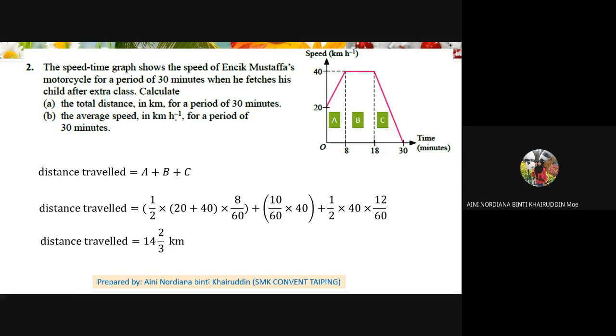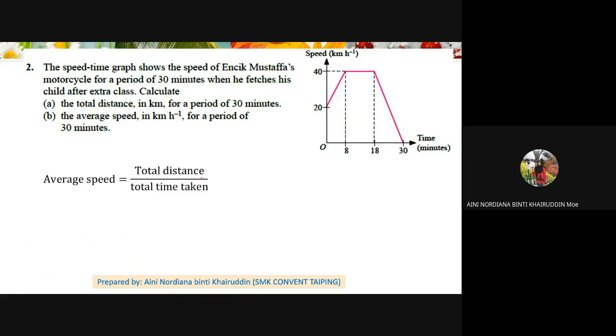B, average speed in kilometer per hour for a period of 30 minutes. So average speed formulanya apa? Total distance over total time taken. So total distance yang you cari tadi at A. So soalan ni dia berkait lah. Kalau you salah dekat A, B akan hilang markah. So B, total distance just now 14.2/3 by total time taken.